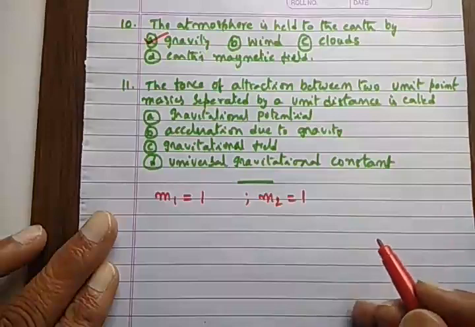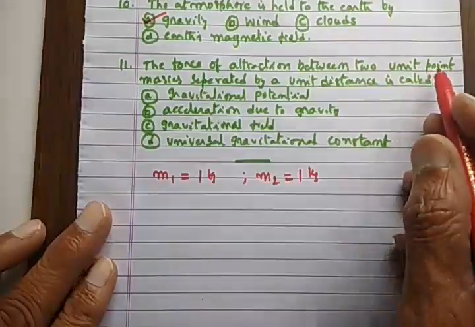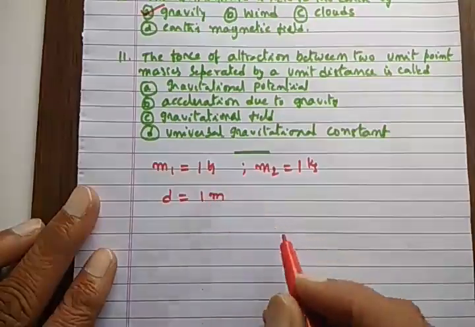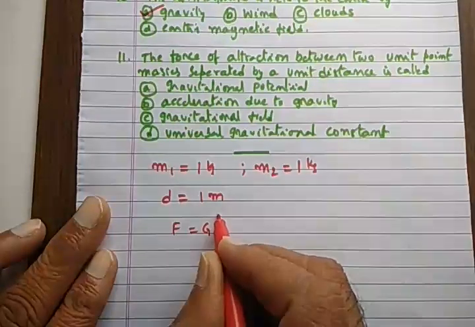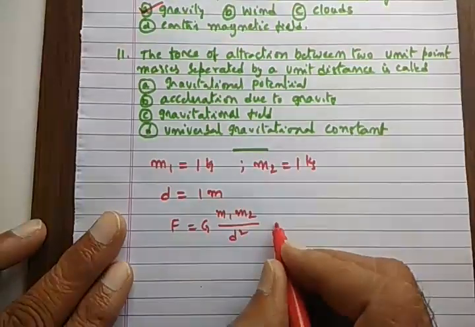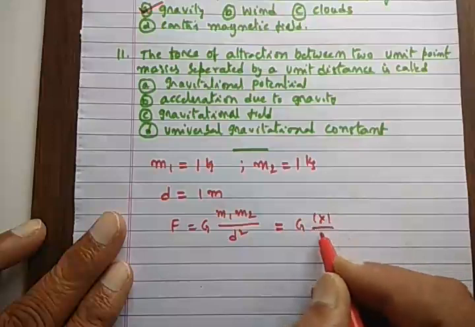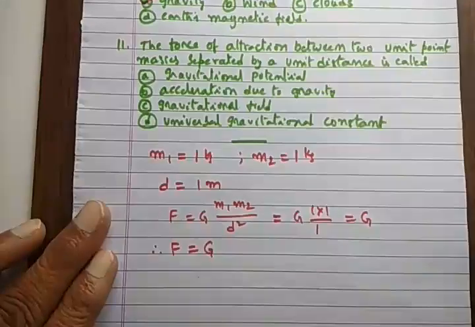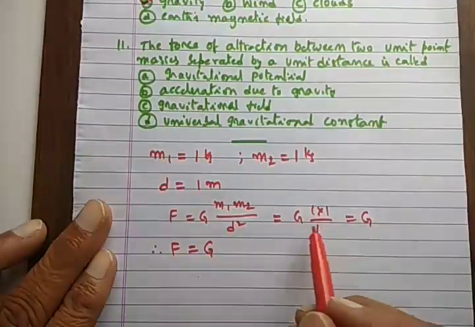Let us take only kg in this case. Kg only we are taking as standard. Separated by a unit distance. So d is equal to 1 meter. So substitute these values in G m1 m2 by d square. This is the force we are calculating. G, 1 into 1 by 1. It is nothing but G. In this case, force has become G, because all are units. This is 1, this is 1, this is also 1. So everything becomes 1. So F is equal to G.